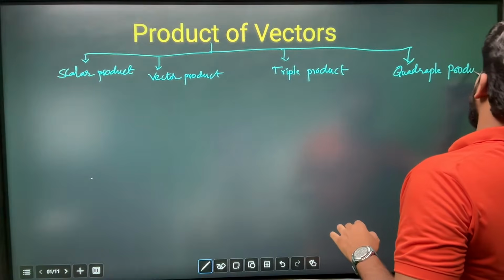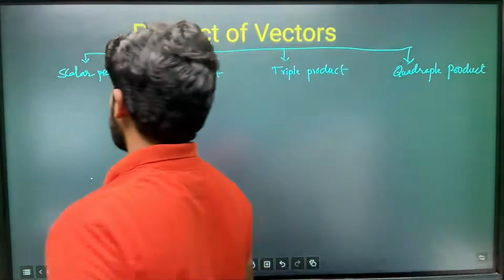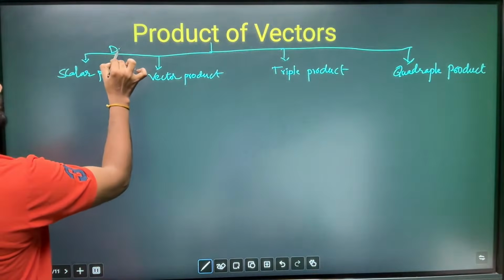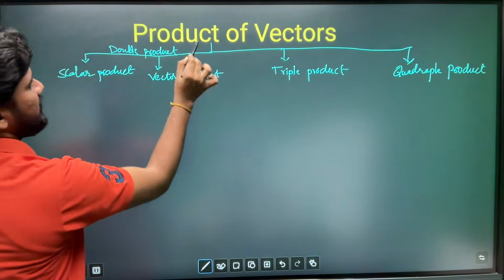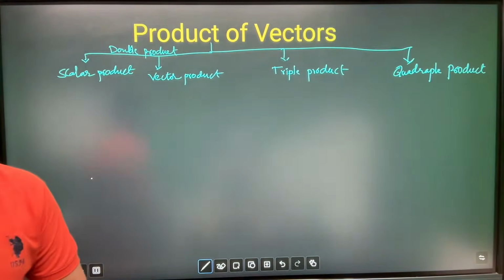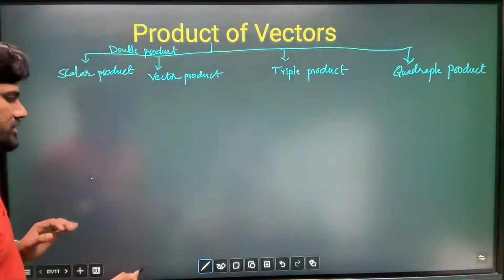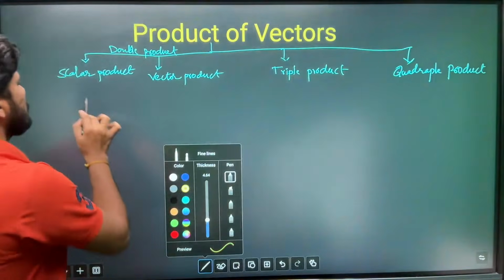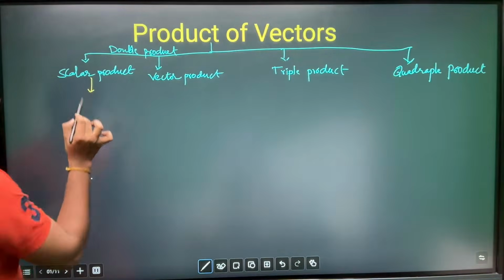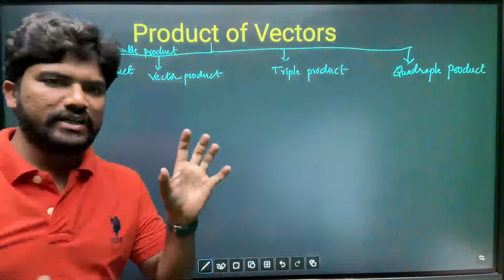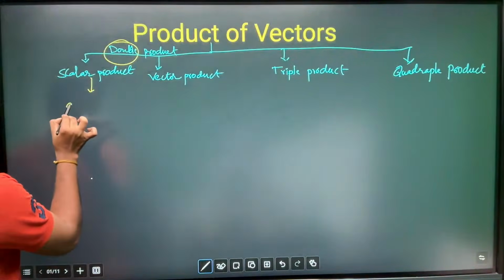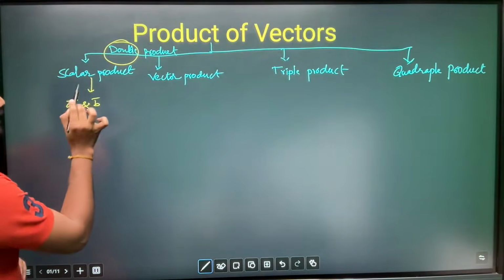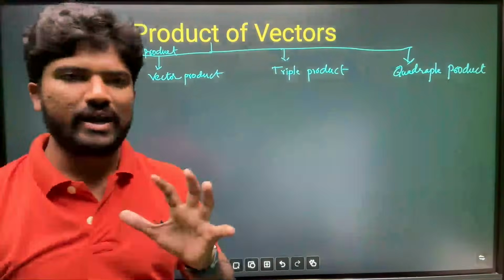In this chapter we have 3 types of products. One is double product, the second one is triple product, and the third one is quadruple product. In double product, again double product is divided into 2 parts. The first one is scalar product. That means double product, as the name says, you have 2 vectors. We have to take any 2 vectors, a bar and b bar.